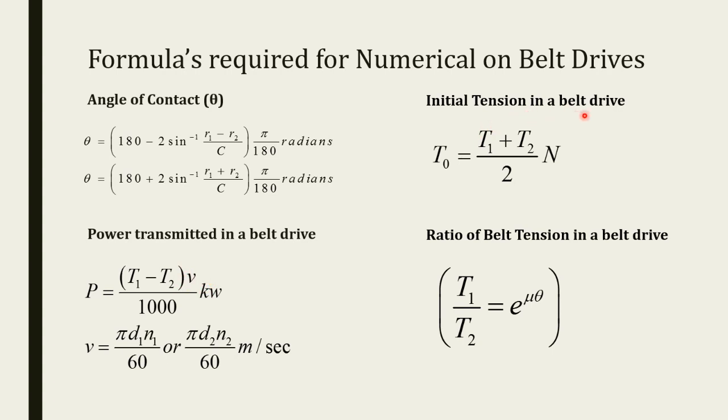Then initial tension in a belt drive is given by T naught is equal to (T1 plus T2) by 2 Newton. Sometimes in the problem they might ask you to find out the initial tension. After finding out the tension in the tight side and the slack side, you just have to take the average of both the tensions. That will give you the initial tension in the belt drive. Ratio of belt tension in a belt drive is given by T1 by T2 is equal to e power mu theta. Even this we have derived. T1 and T2 are again the tension in the tight side and the slack side, mu is the coefficient of friction, and theta is the angle of contact.